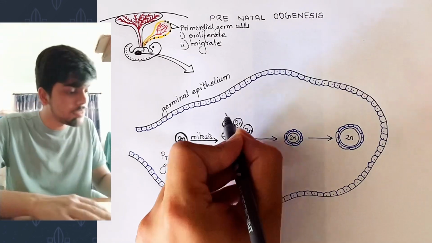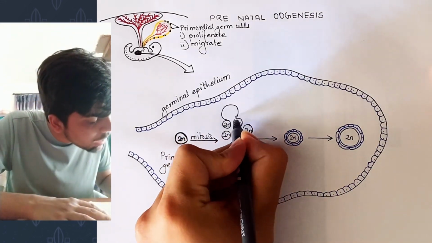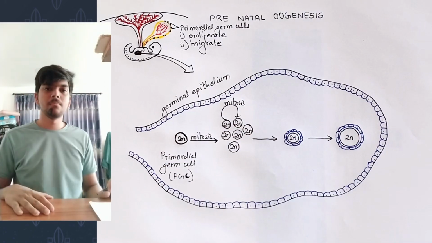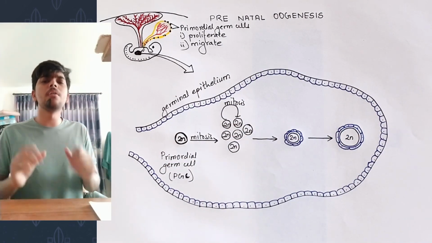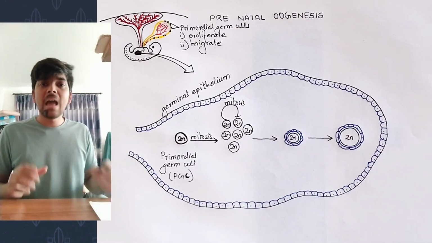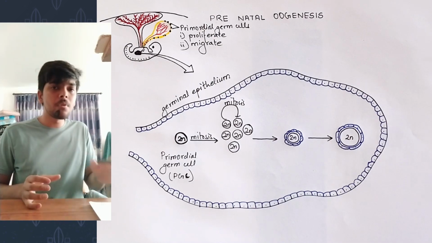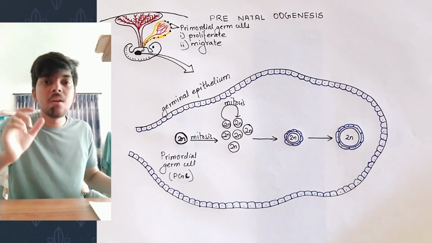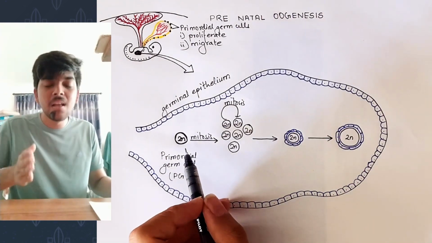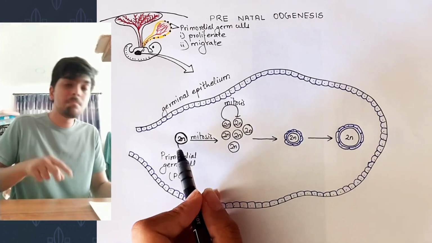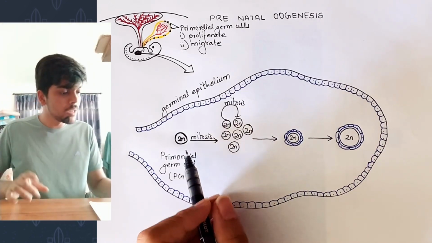These other germ cells further multiply by the process of mitosis and further increase their number. At the end, a lot of germ cells are formed from the primordial germ cell. And all these germ cells are formed from the primordial germ cell by the process of mitosis. Why? Because the number of chromosomes still remains the same, because the cells are diploid, same as that of the primordial germ cell.